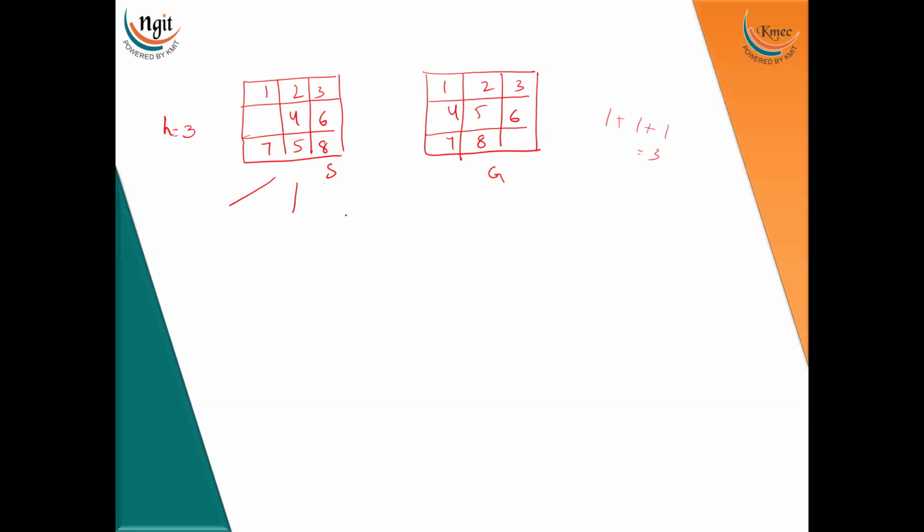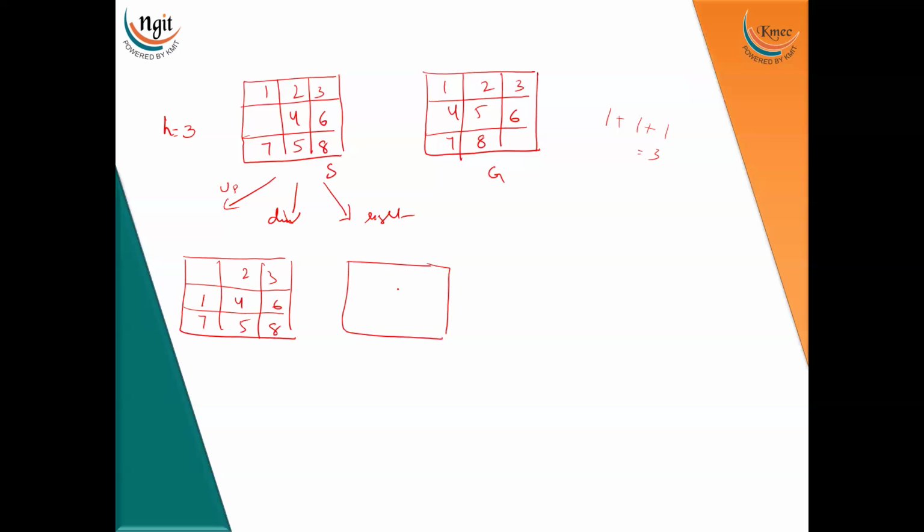Now let us start applying actions. Here we can apply 3 actions, that is up, down, and right. Once we apply up, what is the resultant state? It is something like this: 1, 2, 3, 4, 6, 7, 5, 8. And the next one, when we make an action of down, the resultant state is 1, 2, 3, 7, 4, 6, 5, 8. And if you make an action of right, the resultant state is 1, 2, 3, 4, 6, 7, 5, 8.